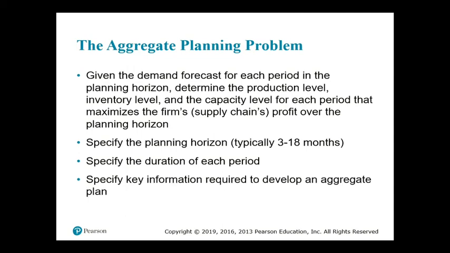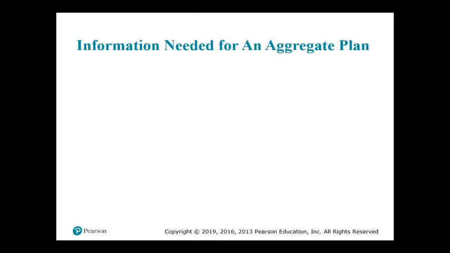And then we need to define what the key information inputs are to generate an aggregate plan. Specifically, the information generally falls into several categories. One, the most important thing is the demand forecast. This is generally the aggregate level demand forecast, so the demand forecast for, say, all the product types, all the product categories in the facility.